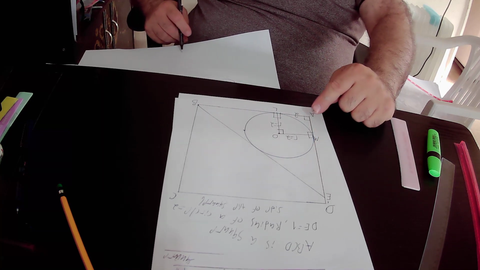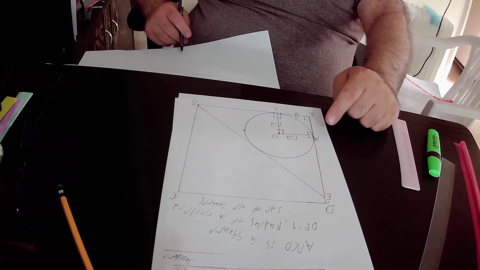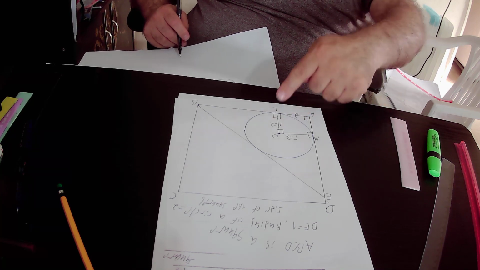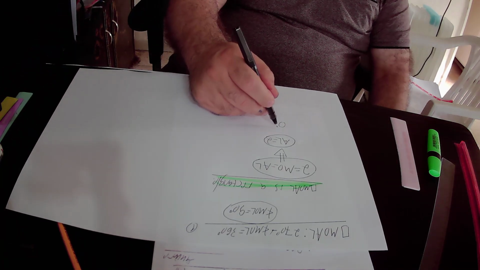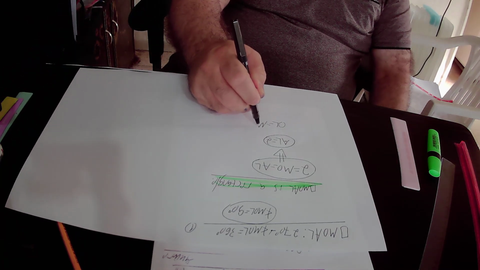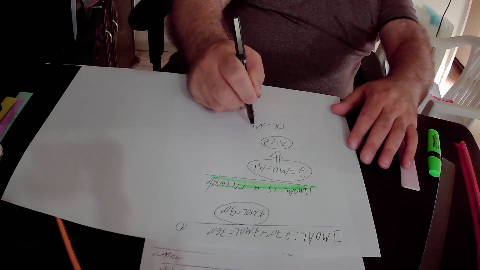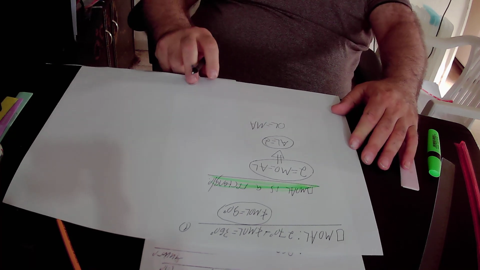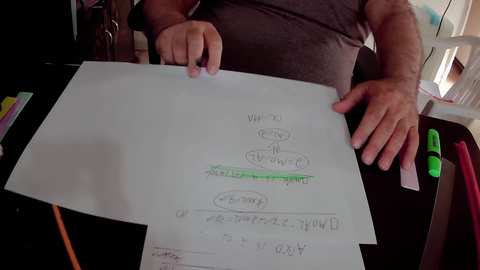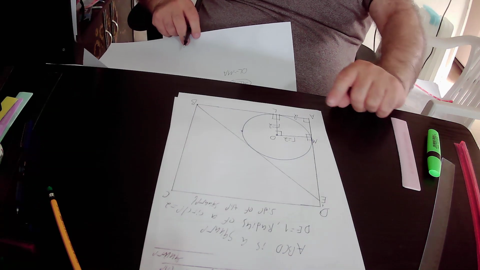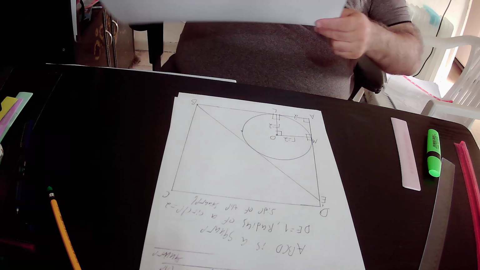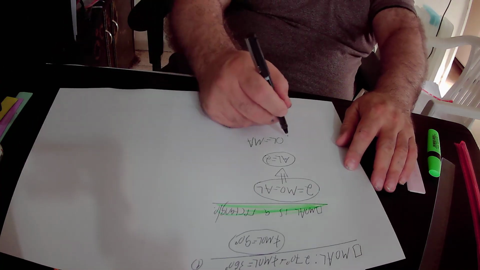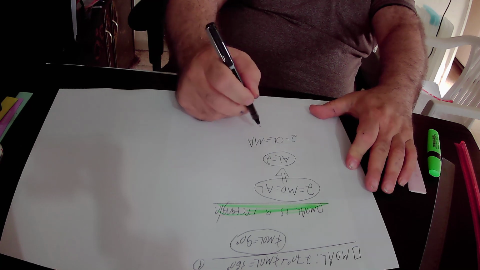Likewise, in rectangle MOAL, OL must be equal to MA according to the rule that the opposite sides of a rectangle are equal to each other. But here we have already found out that OL equals 2 units. It is the radius of the circle. So we can write here that OL equals 2 units.